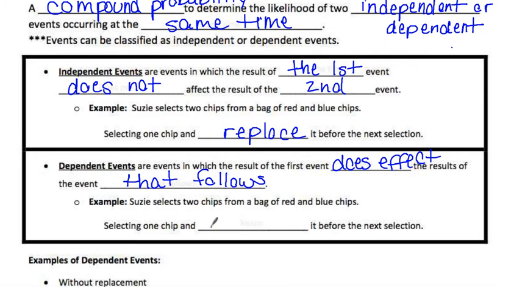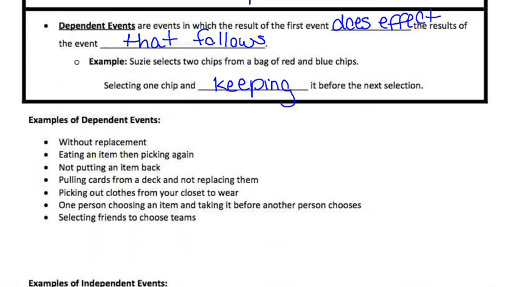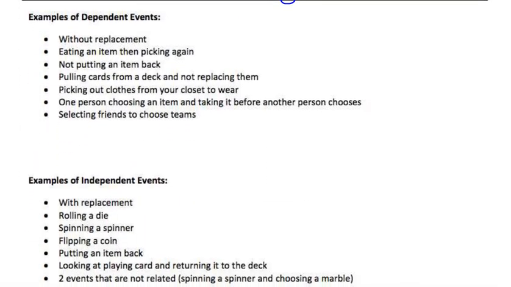Now, what makes it dependent, if we were to change the scenario, is selecting 1 chip and keeping it before the next selection. So say there's 10 chips in the bag. If Susie takes a chip out and then does not put it back in for the second attempt, there's no longer 10 chips in the bag. There's only 9. So that changes the total when you have to look at the denominator of the fraction for the second probability.